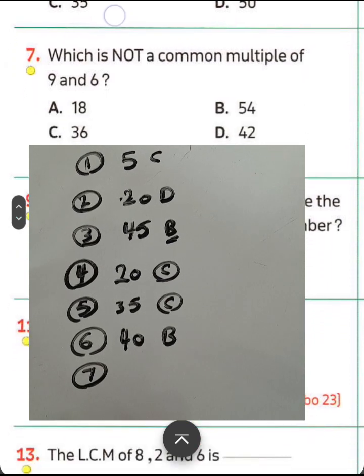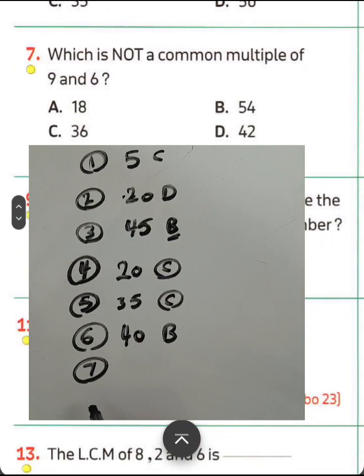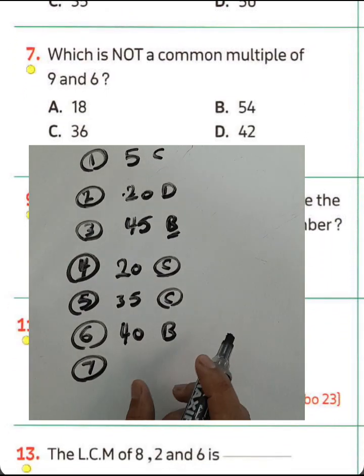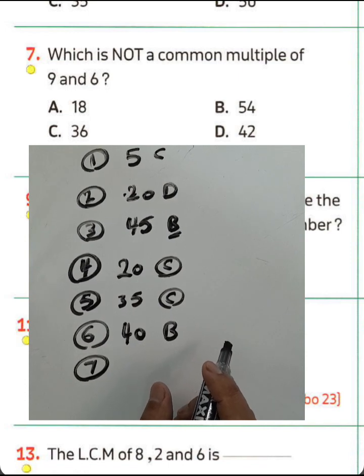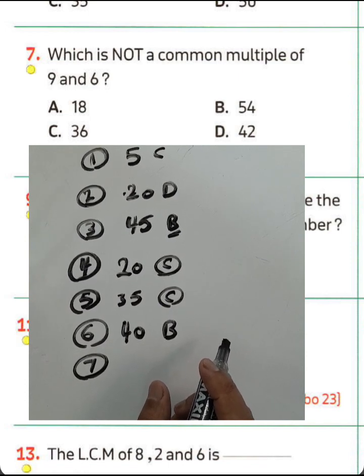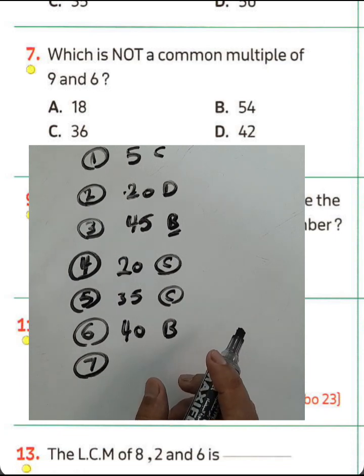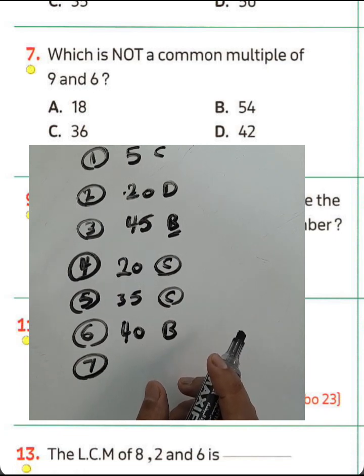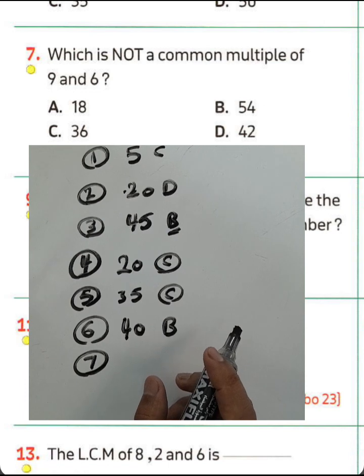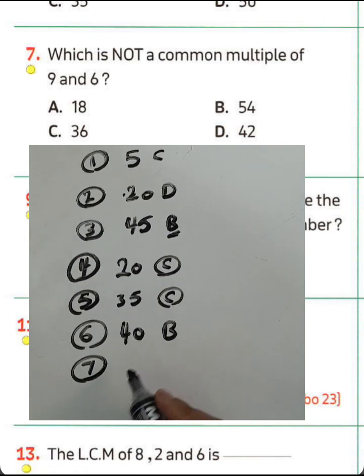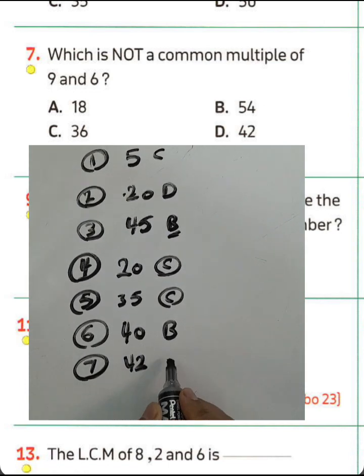Question 7. Which is not a common multiple of 6 and 9? It means a number among A, B, C or D that can't be divided by 9 and 6 at the same time. We know 36 can be divided, 18 can be divided by 9 and 6, 54 can be divided by 6 and 9, but 42 can't be divided by 9. You must choose 42. Choose letter D.